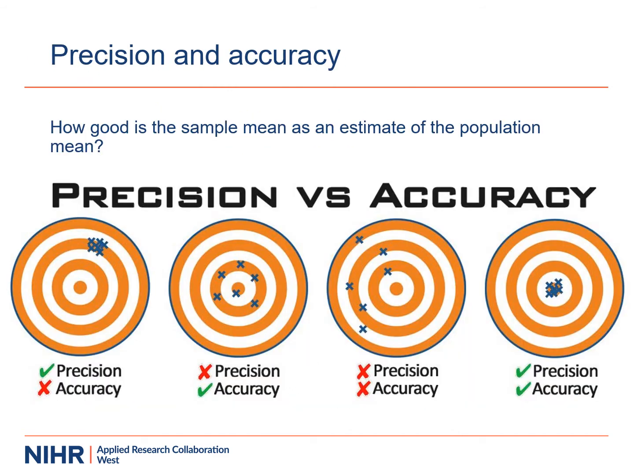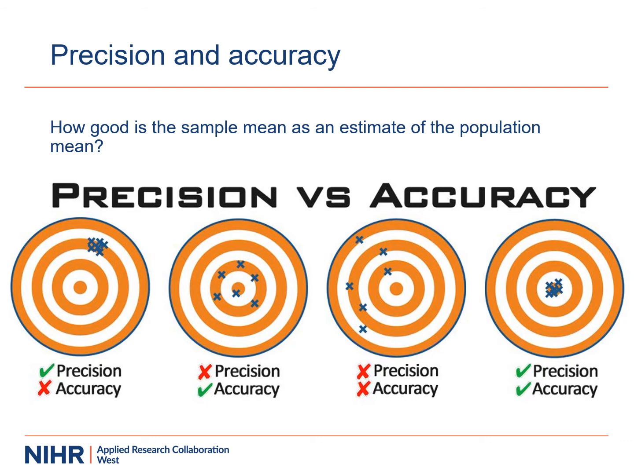So if you have performed a study and you have calculated a sample mean, you want to know how good this sample mean is as an estimate of the population mean, because you ultimately want to know the population mean. So a good estimate means that it's both precise and accurate. And these are very much related concepts, but they're slightly different. And I think these 4 bullseyes show nicely what the difference is.